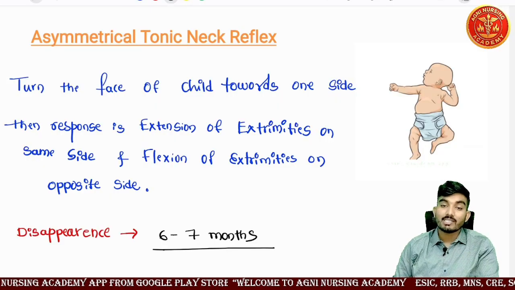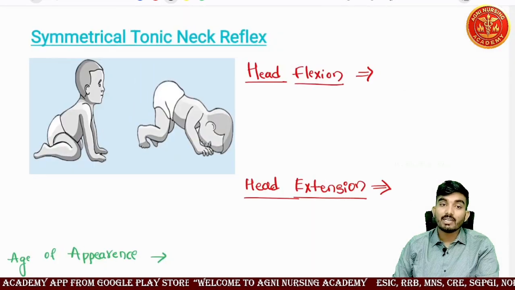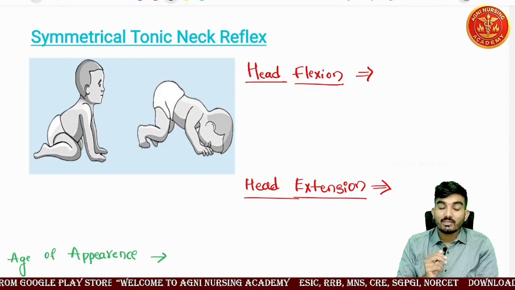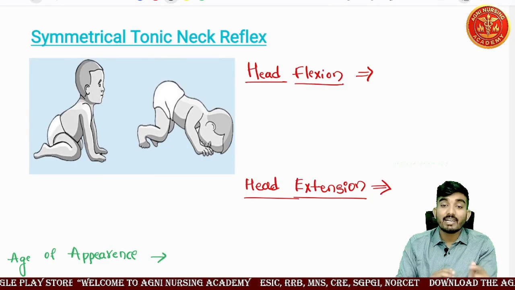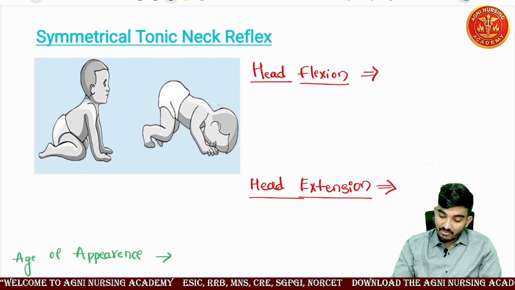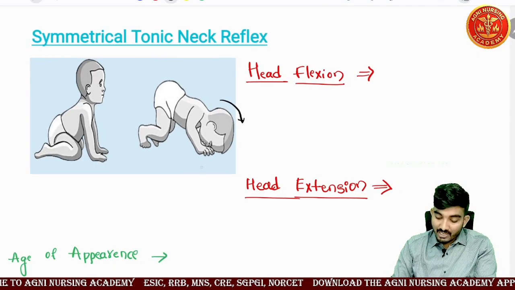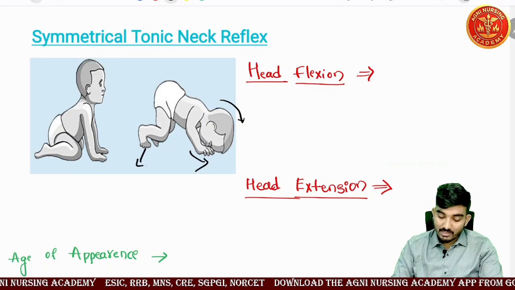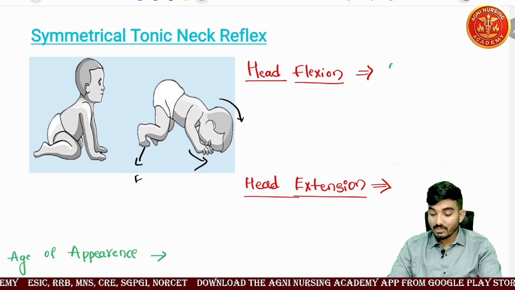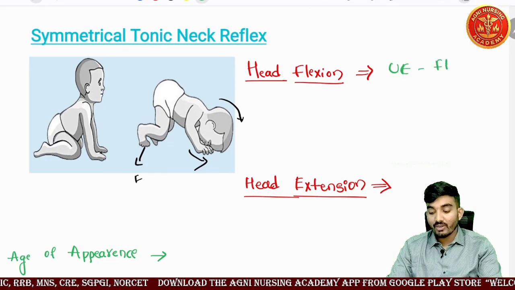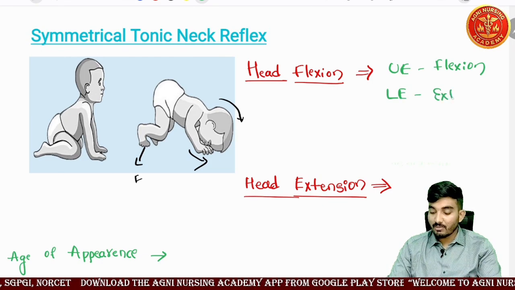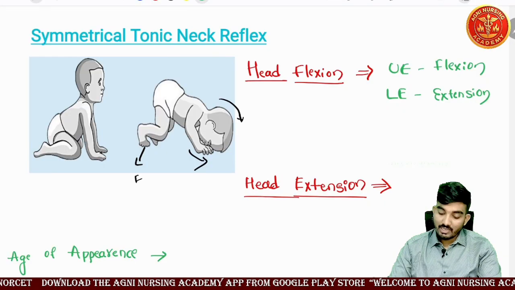This one is the asymmetric one, single side. Now we will discuss the symmetrical tonic neck reflex. If we flex the head of the child, the upper extremities also flex, and the lower extremities extend. I will write here: head flexion occurs, upper extremities also show flexion movements, and the lower extremities extension. This is the first movement.